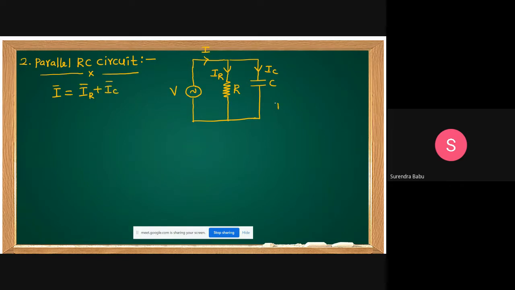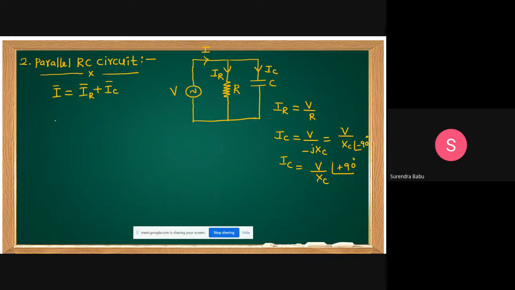Can anybody say what IR is here? V by R. What is IC? V by minus jXC. Yes, V by XC at an angle of minus 90. Capacitive reactance is negative. Then IC is V by XC at an angle of plus 90. See, this observation is useful in drawing the vector diagram or triangle.